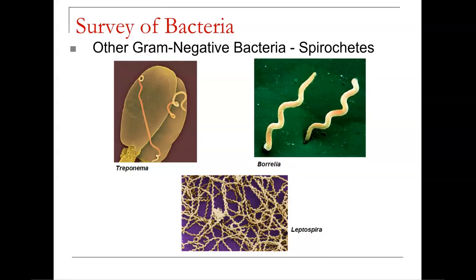So we have Treponema, the causative agent of syphilis. We have Borrelia, the causative agent of relapsing fever and Lyme disease. And we have Leptospira, the causative agent of infections resulting in fevers, such as jaundice and meningitis.